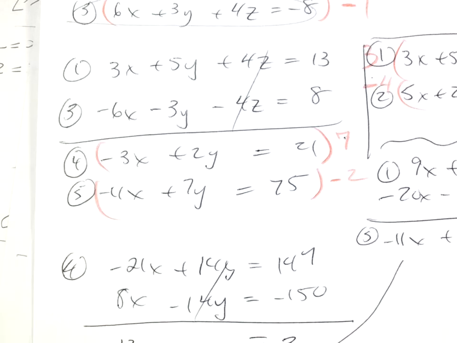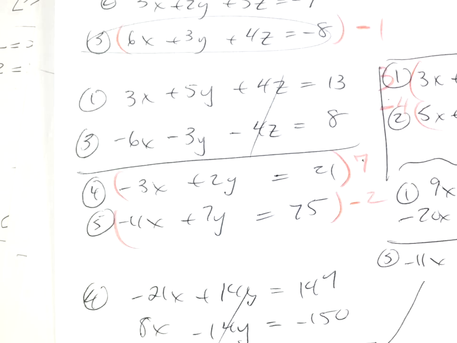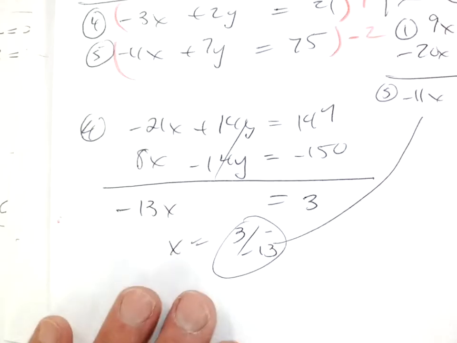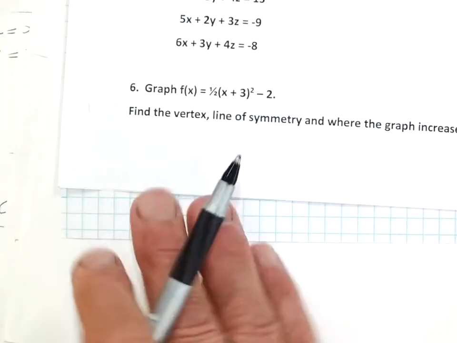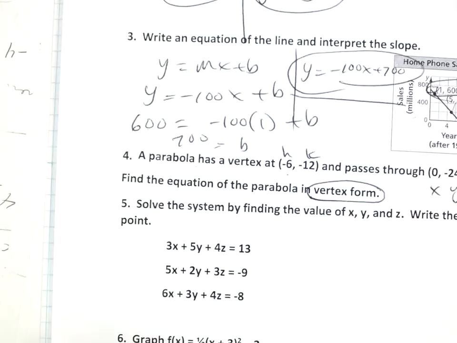Okay, so I probably made a mistake somewhere. Probably went too fast. I'll go back and look at it later. Okay, we'll talk about it tomorrow. Okay, all right. Anyway, moving on to the next one. 6. Yeah, I'll do that one later.